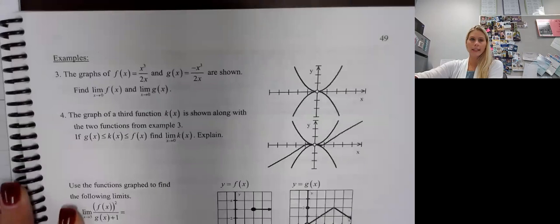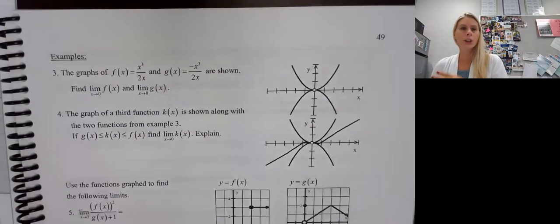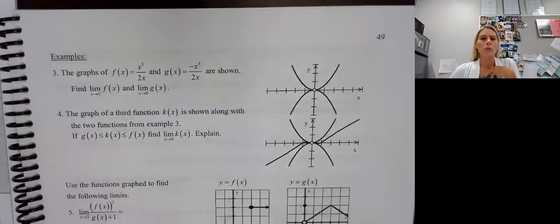Now, where can that present itself? Well, here's an example. The graphs of f of x equals x cubed over 2x and g of x equals negative x cubed over 2x are shown. Find the limit of f of x and g of x as x approaches 0.